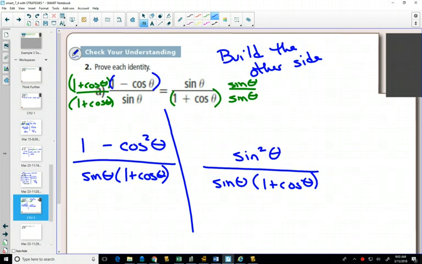So can you see in one step you could move the cos squared over to the other side and get sine squared by itself, and have 1 minus cos squared equal to sine squared. And so when I have that sine squared, I can do that all in one step, write it as 1 minus cos squared over sine theta, 1 plus cos theta.